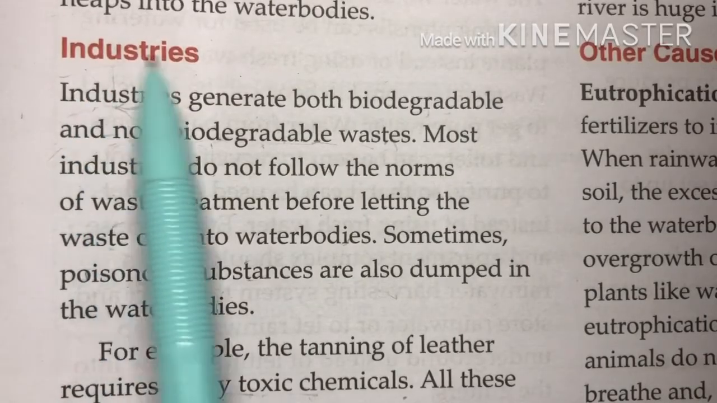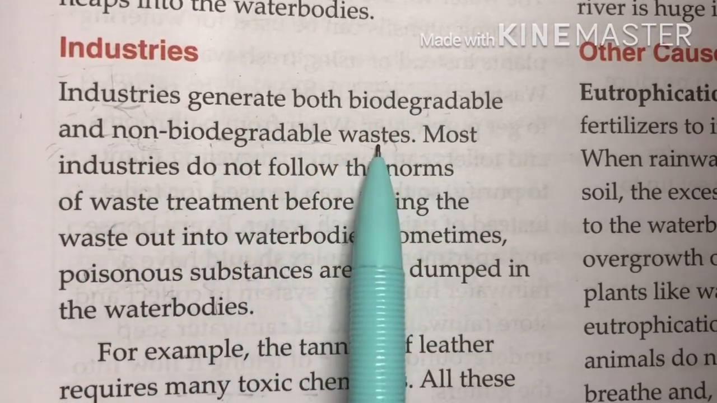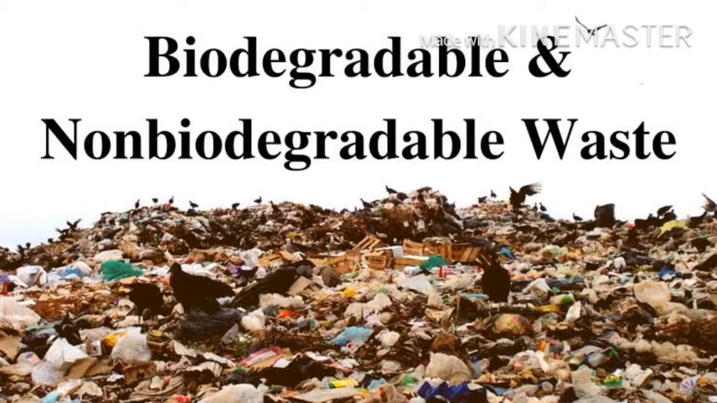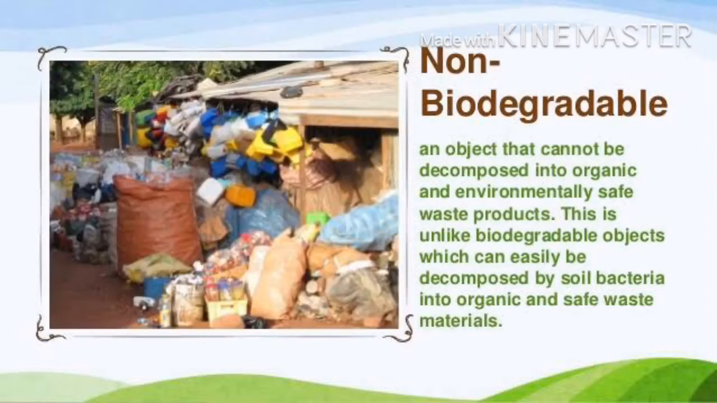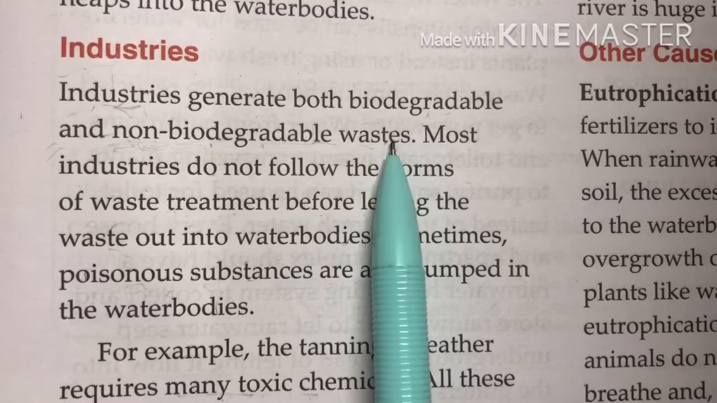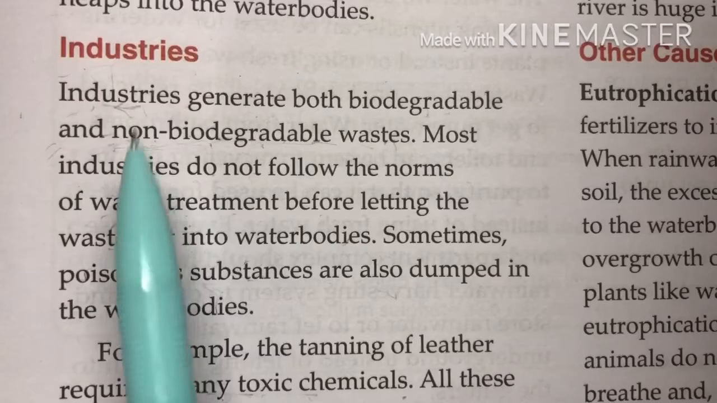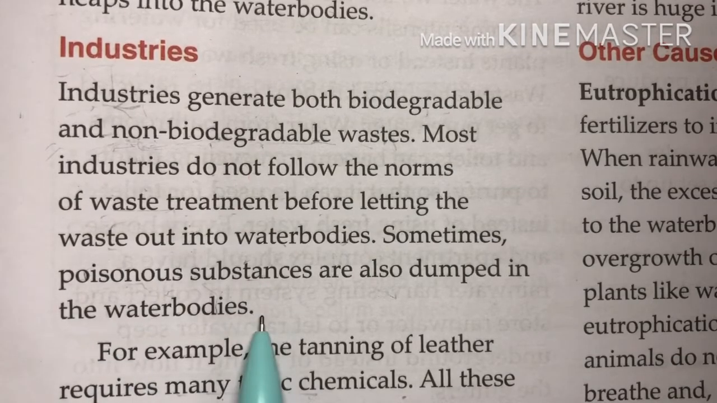So next one is industries. Industries generate both biodegradable and non-biodegradable waste. Biodegradable means it is decomposed easily, which avoids pollution, and non-biodegradable means it is not decomposed easily and that causes water pollution, like polythene and plastic material. Some industries do not follow the norms of waste treatment. These industries put poisonous substances into the water bodies so that the water bodies get polluted.